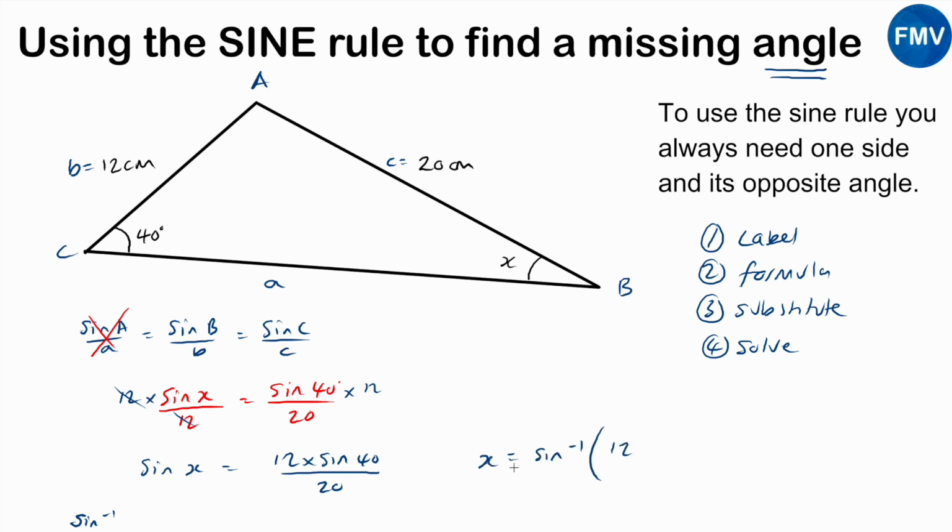So we apply the sine to the power of -1 to both sides, and we end up with x is equal to sine to the power of -1, open a large bracket, 12 times sine 40 over 20, close that bracket. Pop this into your calculator, exactly as it looks. Remember to press the inverse button to get the sine of -1, and you will get 22.7 degrees. Again, I have rounded this to 1 decimal place.